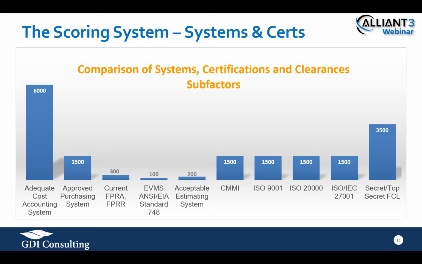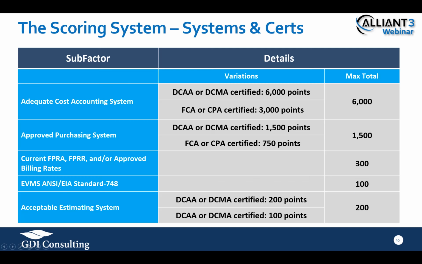So these are the main ones, and then the FPRA, FPRR, or the EVMS or estimating system, these get smaller points. So let's look at this in a table format. You can see that adequate accounting system, you get 6,000 points if your cost accounting system is approved or certified by DCAA or DCMA. But now they have added this.